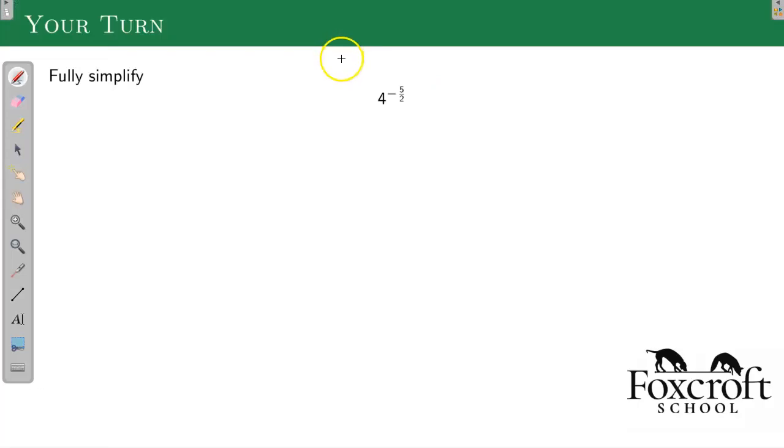Here's another one for you to try on your own, a little bit more difficult. 4 to the negative 5 halves. All right, so go ahead and try that one. And I'll show you the answer in 3, 2, 1. All right, this one's very similar to the other one we did. 4 to the 1/2 is 2. The negative exponent moves it to the bottom. 2 to the 5th is 32. So this is 1 over 32.